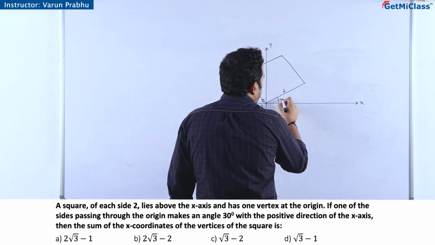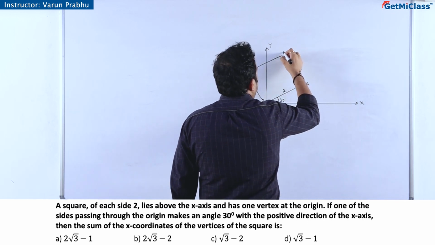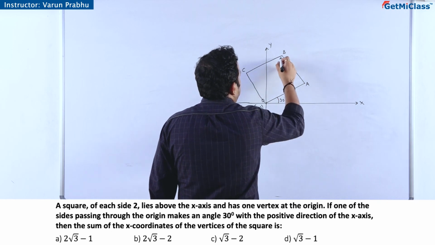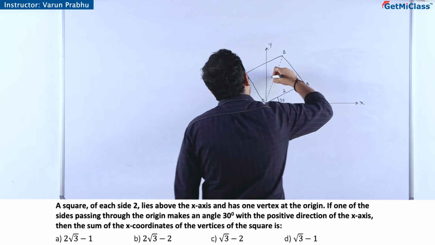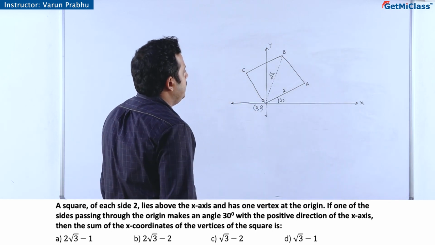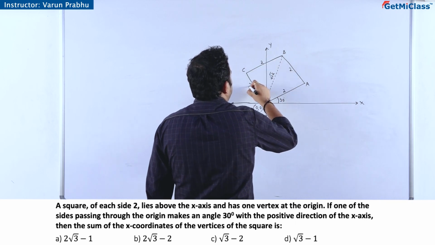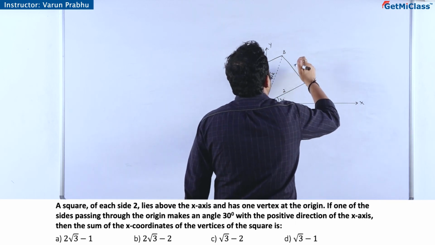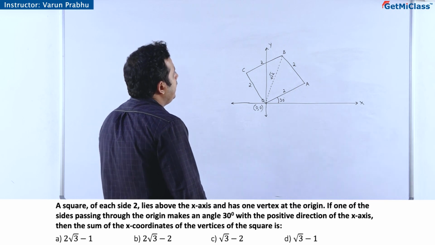So this is the angle 30 degree. This is O, this is A, this is B, this is C. And this is nothing but 2 root 2, the diagonal. Do you follow? B, C, D. So this is also 2, this is also 2, this part is also 2, correct or not? The diagonal 2 root 2 is making an angle of 30 degree.